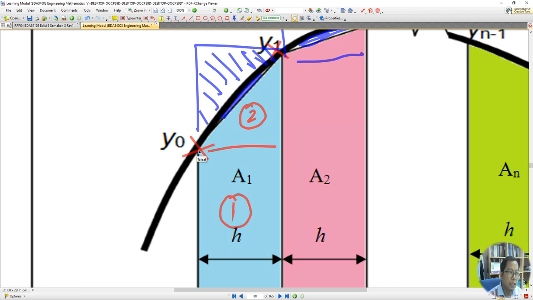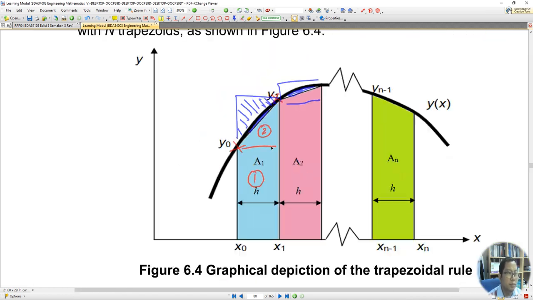Previously we put the rectangle from here until here, so the rest is considered error. But using trapezoidal we put here, y0 until y1. So there are actually two types of area. The first is rectangular, the second one is half, or we call it triangular.